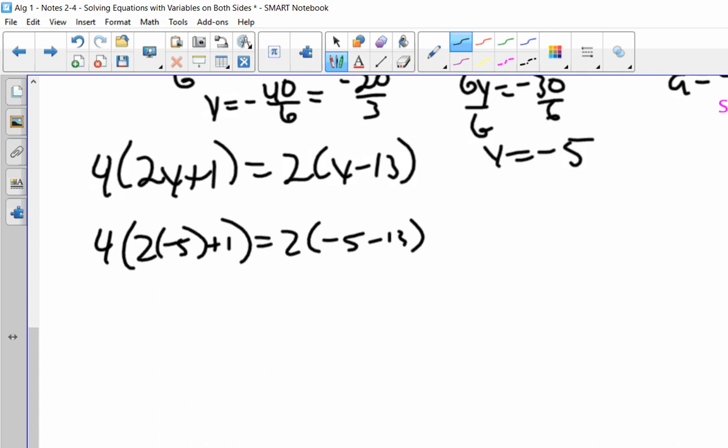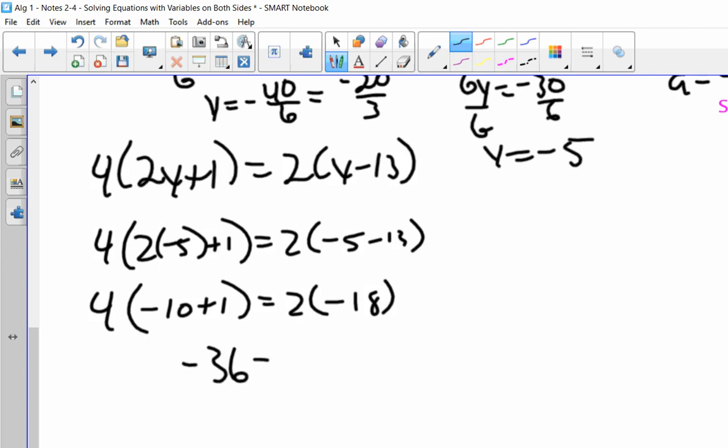Okay, so make sure I get negative 10 plus 1 in there. I get 2 and negative 18 there. Negative 10 plus 1 is negative 9, and 4 times negative 9 is negative 36. 2 times negative 18 is negative 36, so I got it right.